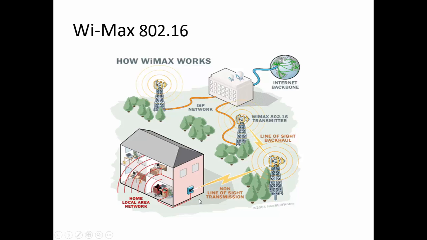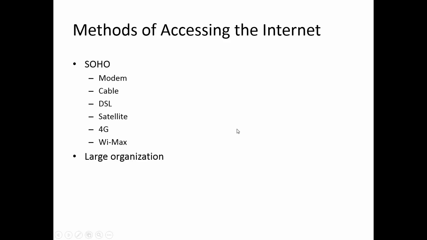If you look at this person's house right here, it does not have a cable running into it which goes to DSL or cable modem. It has a wireless connection that goes from the person's house to the cell phone tower, which then connects to the central office. This is called WiMAX. So you can see there are multiple ways of accessing the internet: old-fashioned modem, cable or DSL, satellite, 4G, or even WiMAX. But what if you are a large organization?